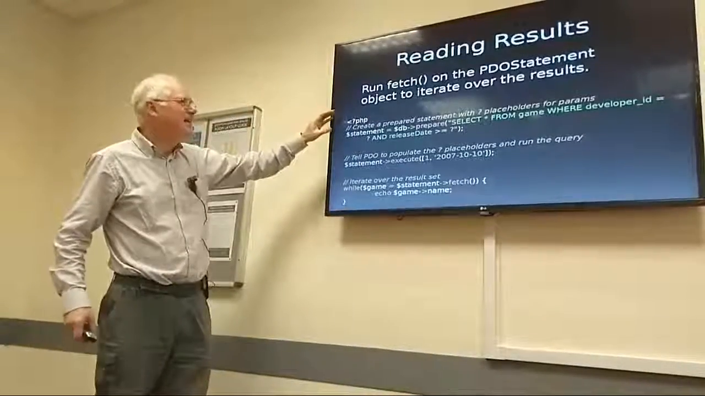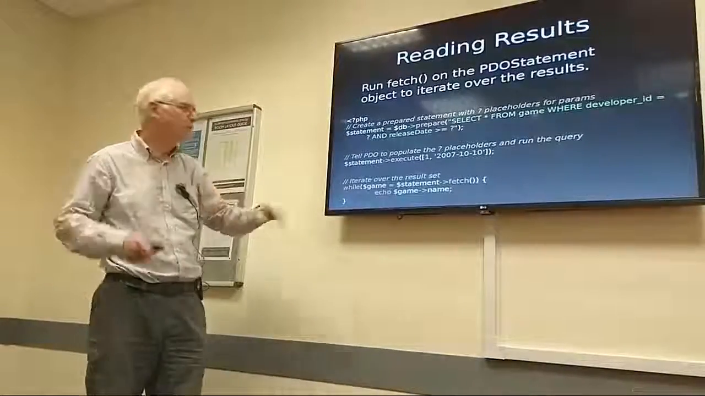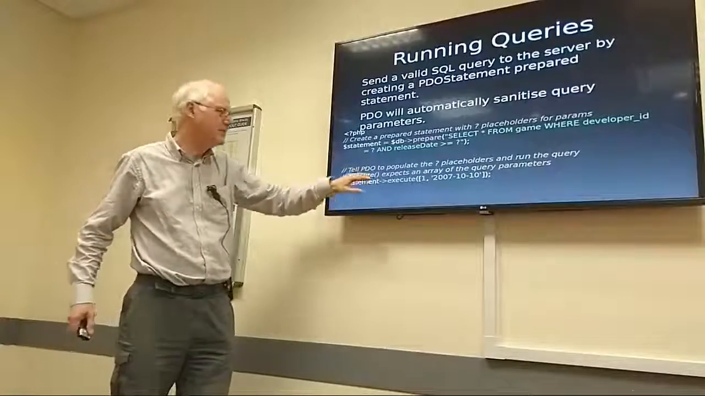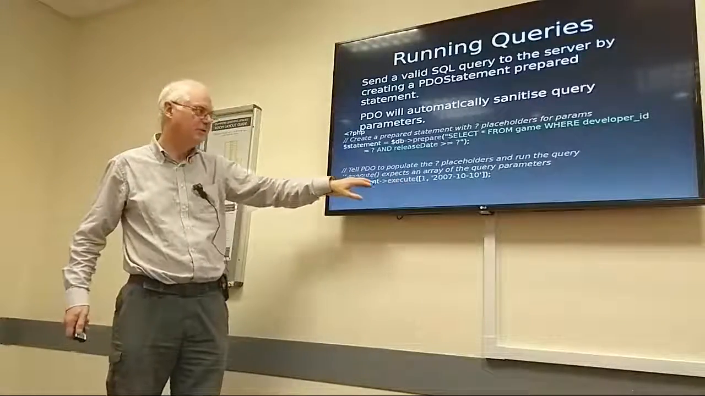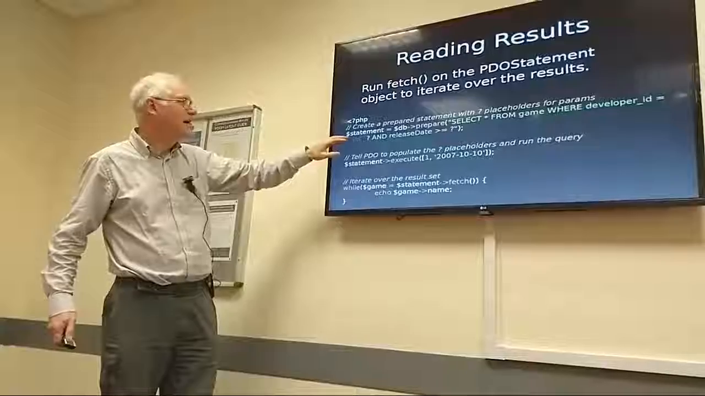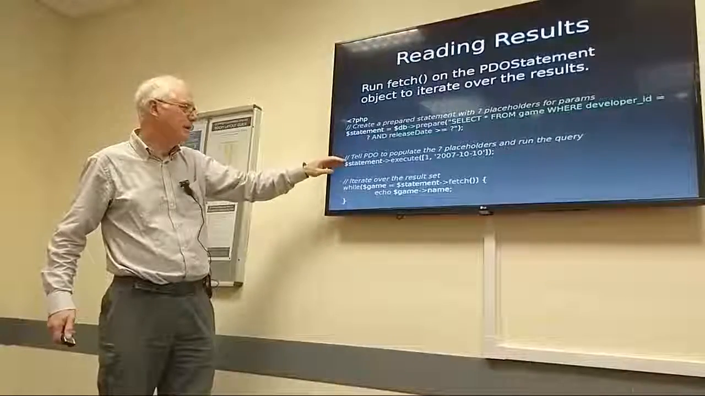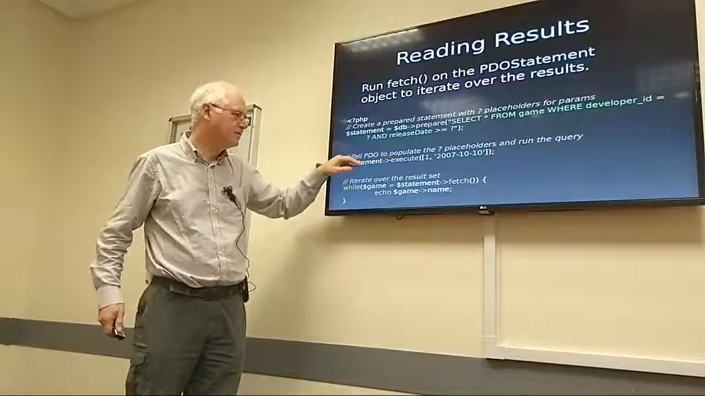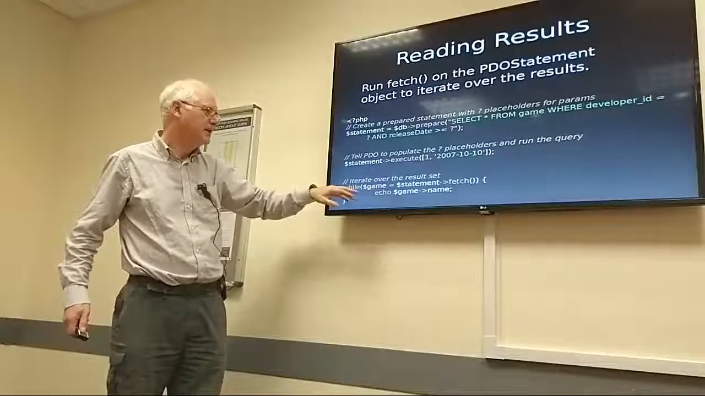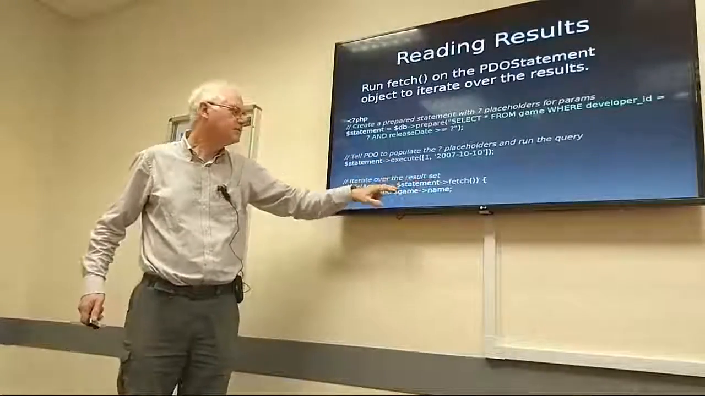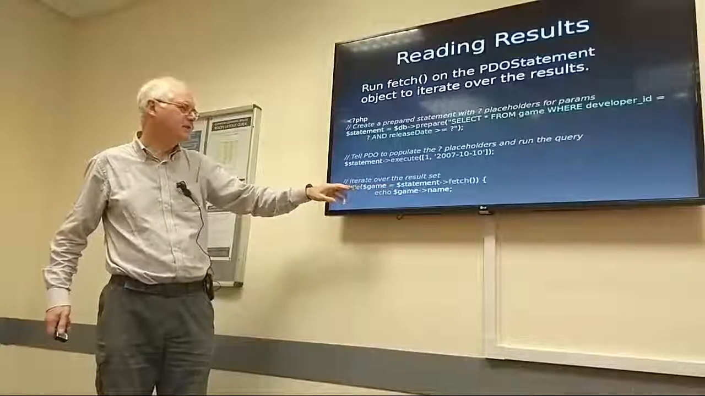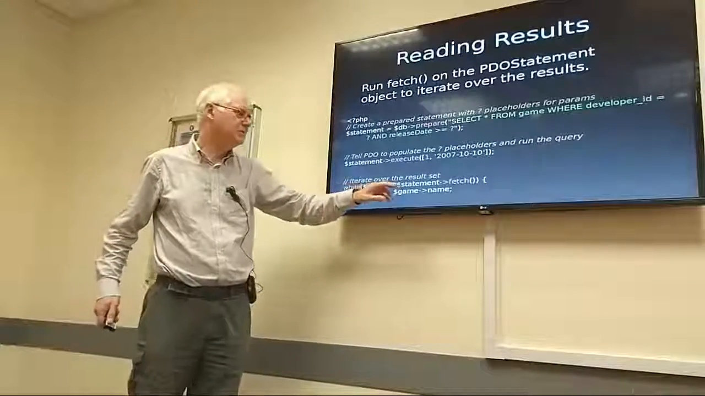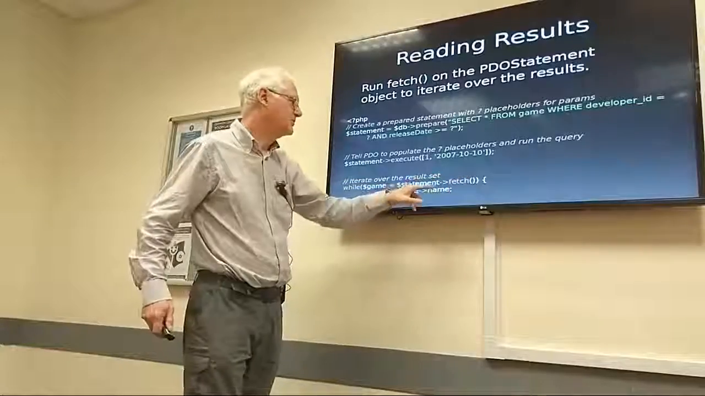Okay. So now we've run our query. So back here we had statement execute, or a query execute, however we put it. So now how are we going to get the results back? Well, this will now give us in our object the result. So we're now going to say $game is equal to fetch the result from statement.